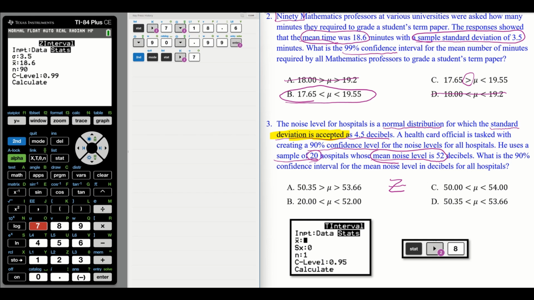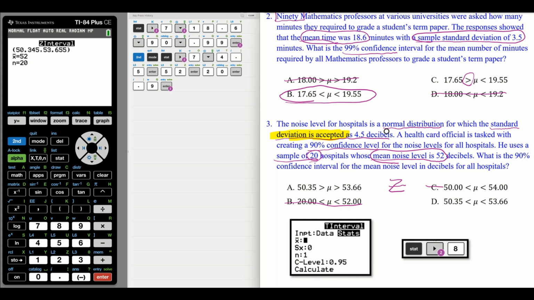So we're going to use our Z interval, and we have to arrow down, and we have a mean. Where's our standard deviation? Oh, 4.5. Our mean is 52. Then we had a small sample size of 20. But they want a confidence level of 90%. Okay, all right. We can get rid of these. That doesn't make sense. So those won't work. Now let's be careful. Same thing. I like D because it makes sense. You can't have 50 being greater than 53. That doesn't make sense.